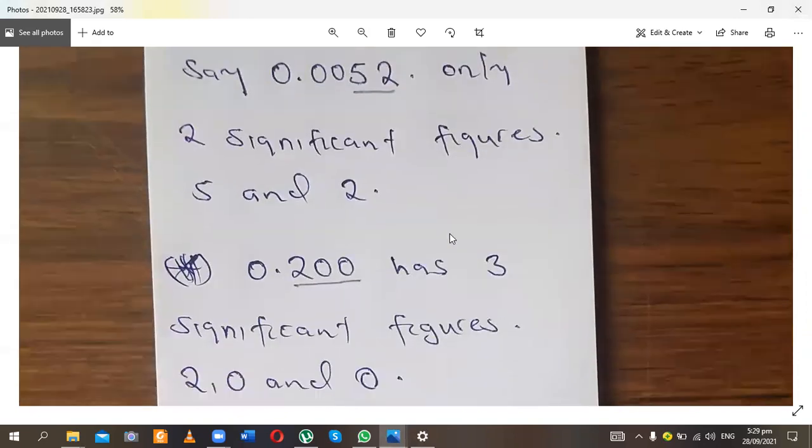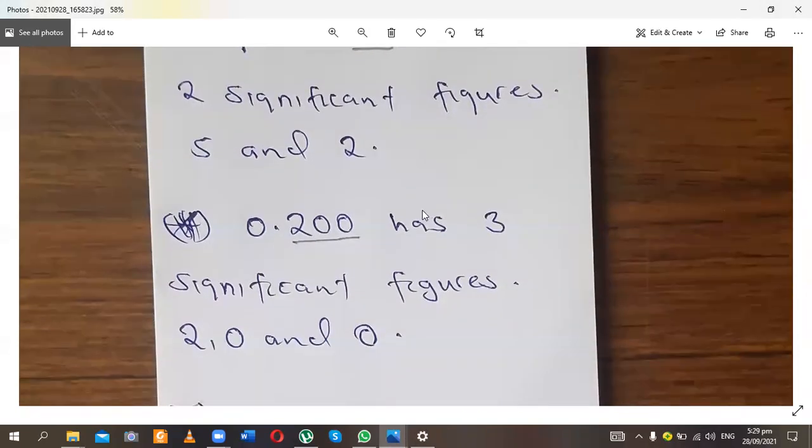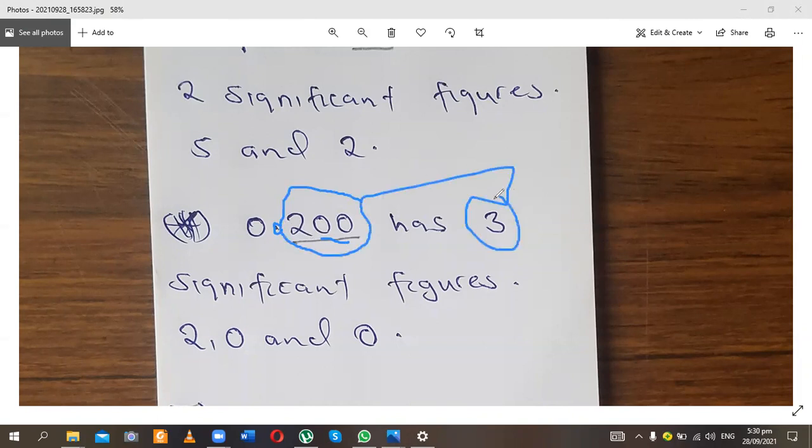Now, what about in here? This is another scenario. We have 0.200. In there, these trailing zeros this time around, because they are coming after the decimal point, are significant. Therefore, we can say that the number of significant figures in that is 3.